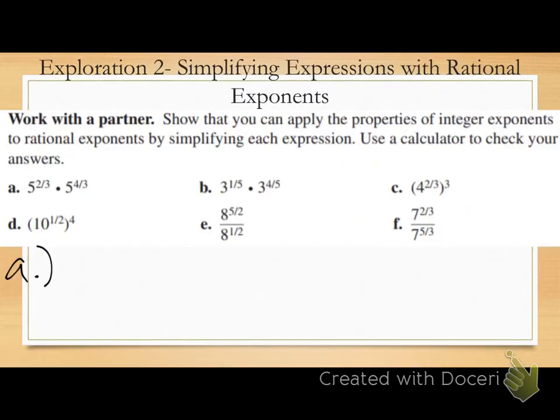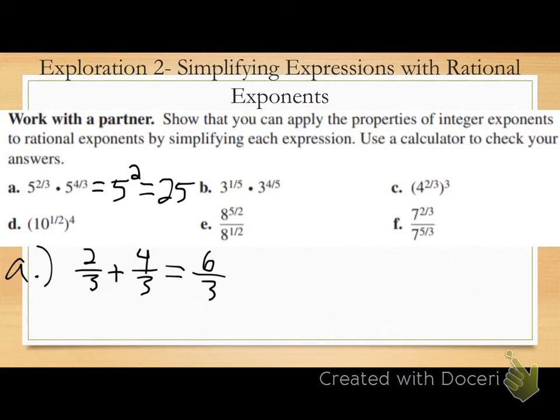So over here, what am I adding? 2/3 plus 4/3. I'm adding those exponents. What's 2 plus 4? 6. Do I add the denominators? No, it stays the same. You have to have a common denominator to add or subtract. These already had a common denominator, so I could add them: add the numerators, keep the denominator the same. So this is 5 to the 6/3. What's 6 divided by 3? 2. So 5 to the second power. What's 5 squared? 25.